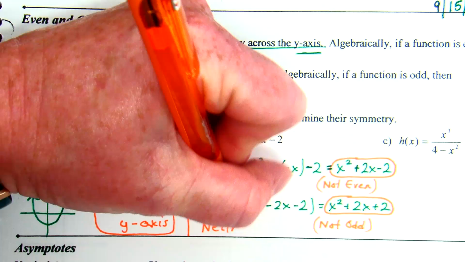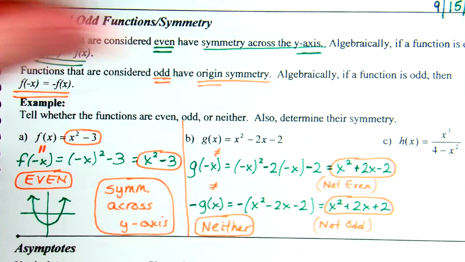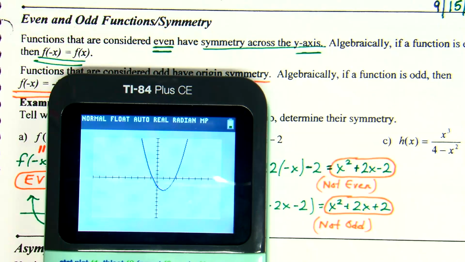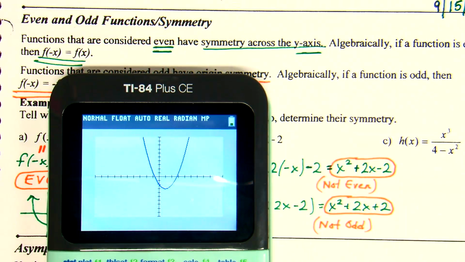It's neither. Now, real quick, let me show you the graph. X to the second minus 2x minus 2. Notice it's a parabola again, right? And parabolas can be symmetric, but this parabola is off-center, isn't it? So because it's off-center, it's not symmetric across the y. If I try and flip that bottom of that parabola to a diagonal quadrant, it's not over there. So this one is neither.